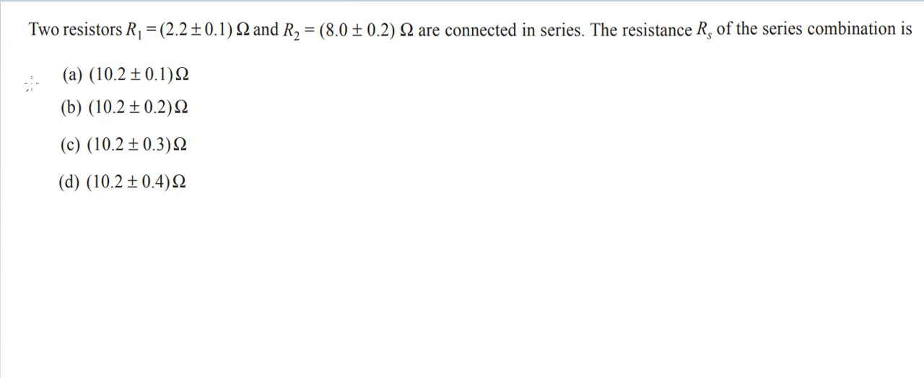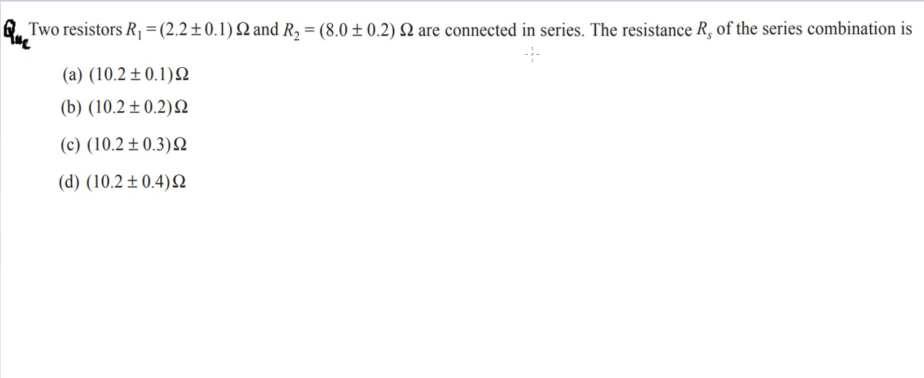Well, based on this learning, there's a question that you need to answer. This question says two resistances, R1 is written as 2.2 plus minus 0.1 ohm. That means the value of R1 is 2.2 and the error in that is 0.1. Similarly, R2 is known to us. They are connected in series. We need to find the equivalent resistance of this combination.